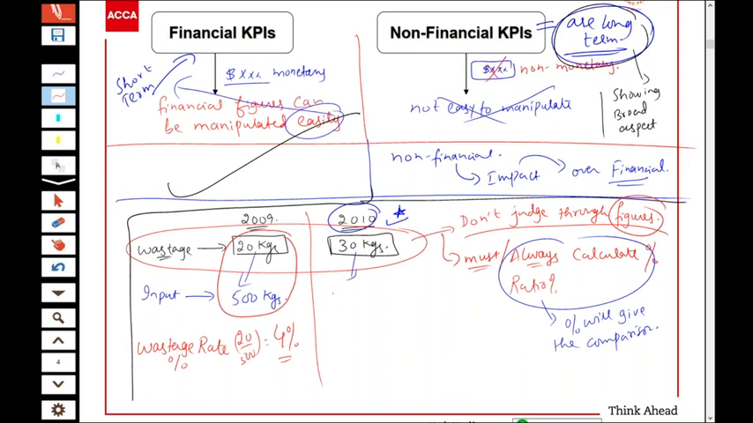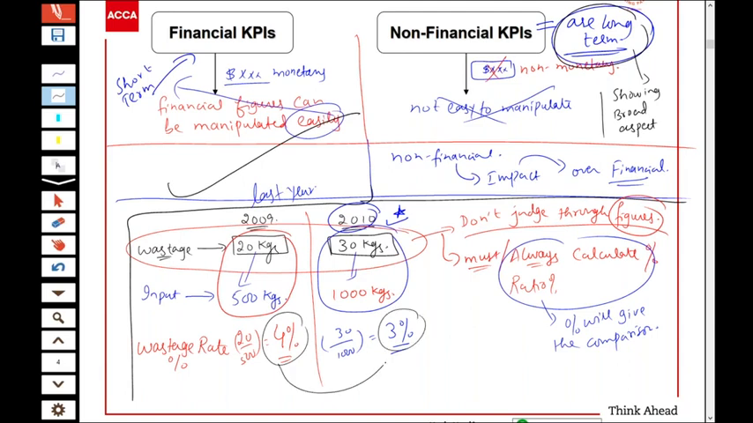And here the input was 1,000 kilograms. And we need to again calculate the percentage, that is 30 over 1,000, that is giving me 3%. 3% waste. Now in the last year the wastage was 4%, and here 3%. So the waste is reducing.